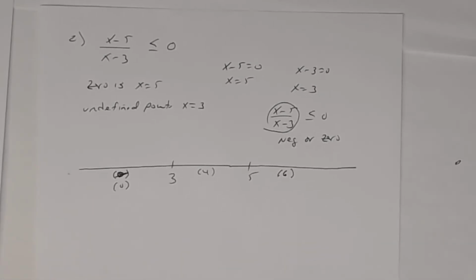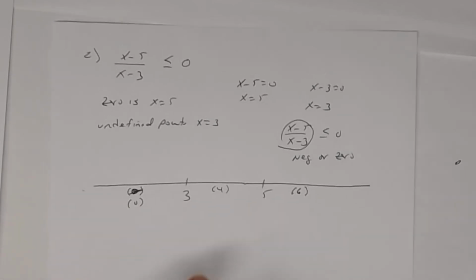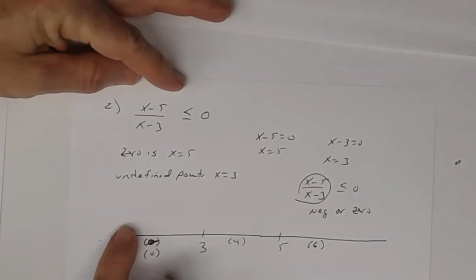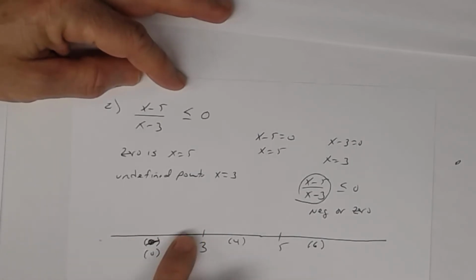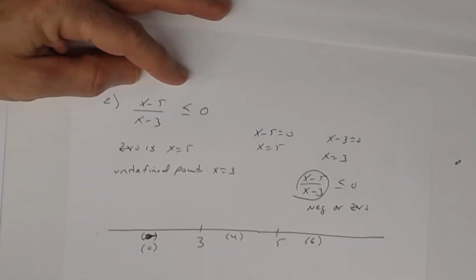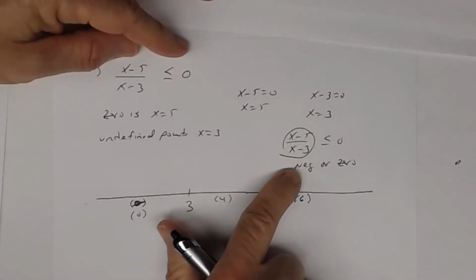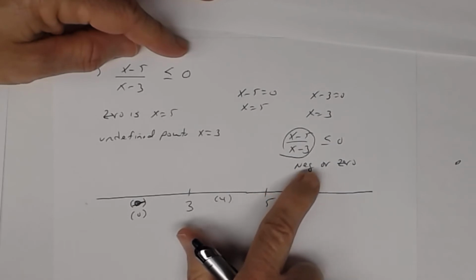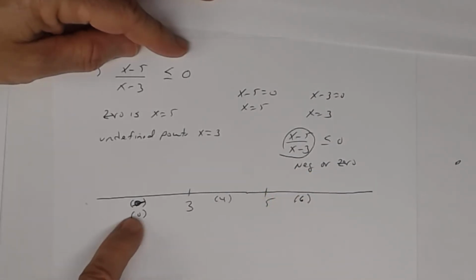All right, so I have my test points, and now I'm going to take each of those test points, test those intervals, and determine which of those intervals will make this expression negative. Okay, negative. All right, and so let's use 0.